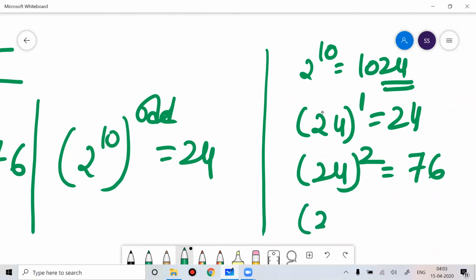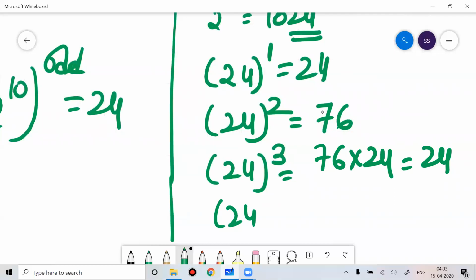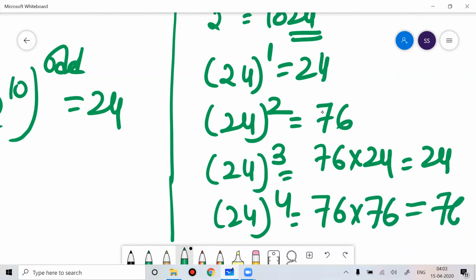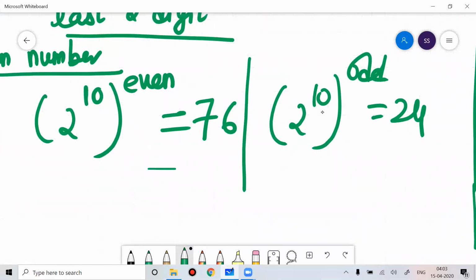And again, 24 to the power 3, if I'm asking you, it means 76 into 24, that will give you 24 only. Now 24 to the power 4, it means you have to do 76 into 76, and 76 into 76 is 76 only. So that gives you this logic. I hope you understood. Whenever you get an even number, you have to express it in this form to get the last two digits of the even number.